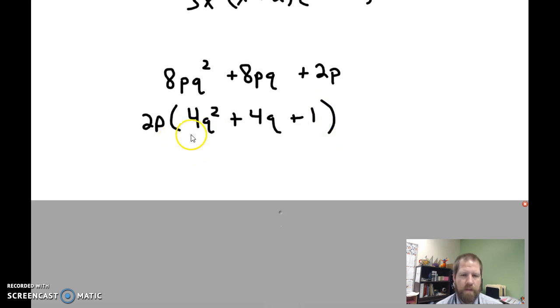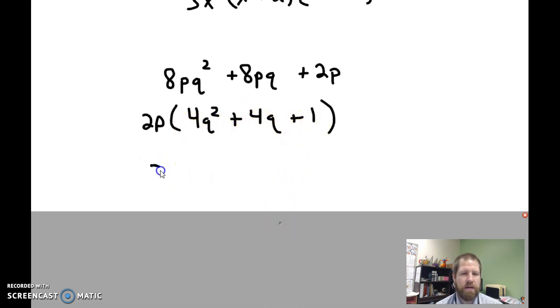Alright. 4q to the second is a perfect square. 1 is a perfect square. This would be 2q, and this would be 1. 2q times 1 times 2 gets me 4q. So this does look like a perfect square trinomial, and I can use the formula to get 2q plus 1 squared. That's it.